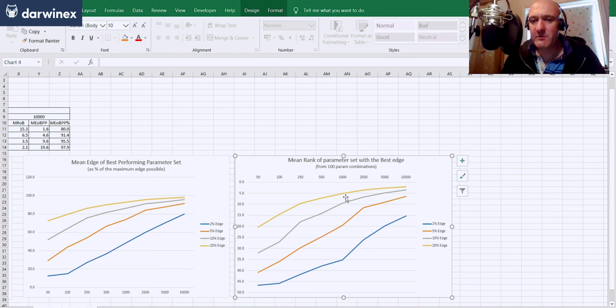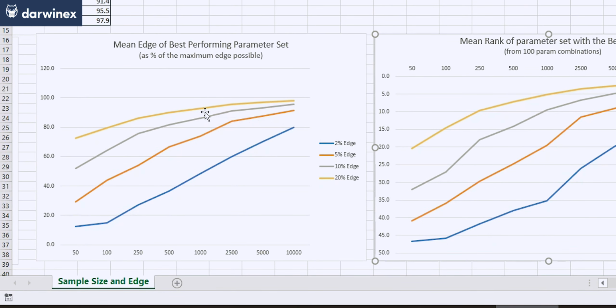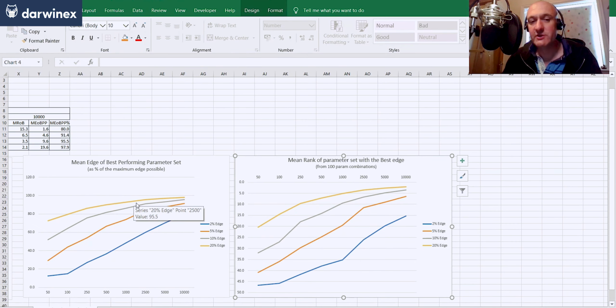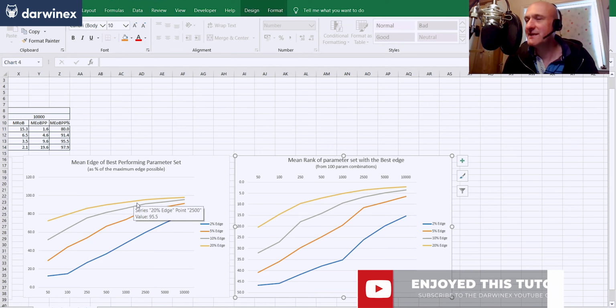So the important thing to note from here is that it's exceptionally difficult to get the best parameter set out of an optimization. Even with the 20% system and with a sample size of 10,000, the average is still rank position 2. So really, you need to dispel the myth that you are able to extract the best parameters from your optimizations. Unfortunately, that just isn't going to happen. And you have to accept that instead of trying to get that best parameter set from your optimization, what you should be doing is increasing the sample size wherever you can in order to get a better percentage of that maximum potential.